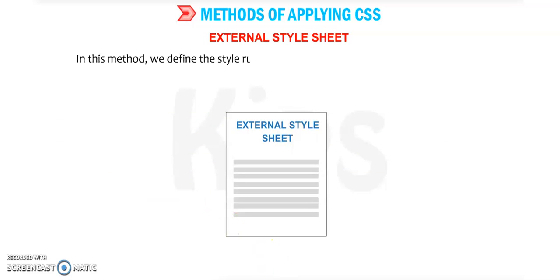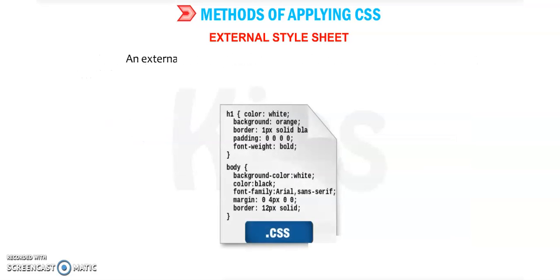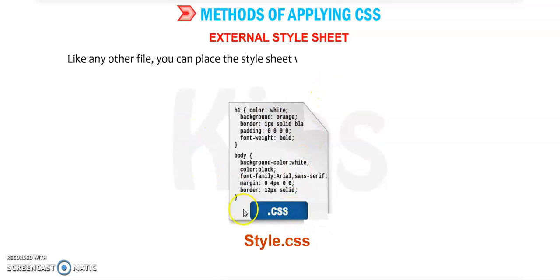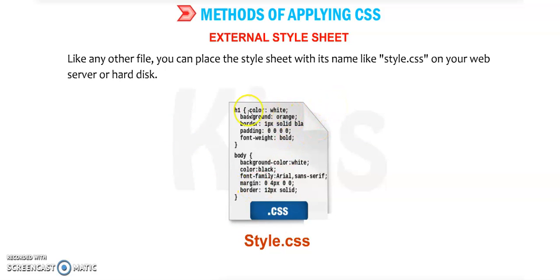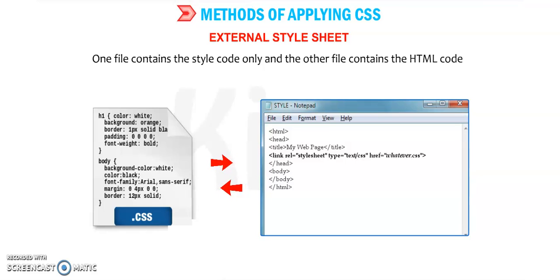And next is the external style sheet. In this method, we define the style rules separately in one file, then use it with the HTML document. An external style sheet is simply a text file with the extension .css. Like any other file, you can place the style sheet with its name, like style.css, on your web server or hard disk. In this method, one file contains the style code only, and the other file contains the HTML code.